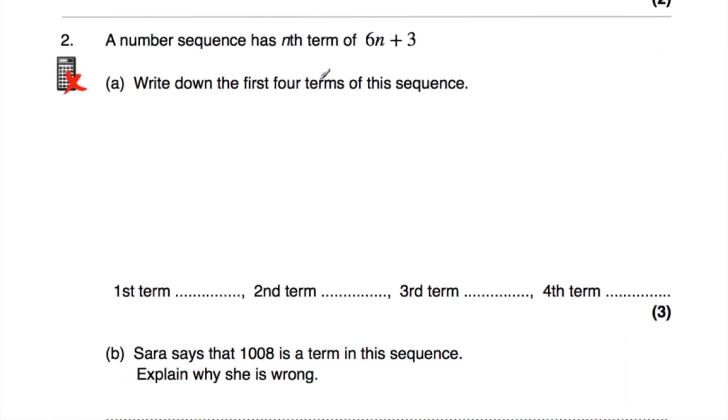Okay, let's look at our next question, question number 2. Question 2 says, a number sequence has an nth term of 6n plus 3. Part A says to write down the first 4 terms in that sequence. So we want to find the first 4 terms of the sequence. There's a couple of approaches we could use here.